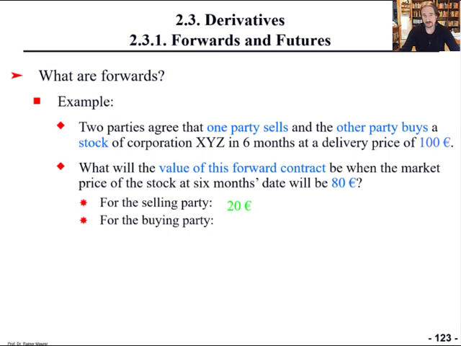For the buying party, the opposite is given. The buying party has to buy a stock that has a market price of only €80 at the price determined by the forward contract of 100 euro. So the buying party in this situation will make a loss of 20 euro.